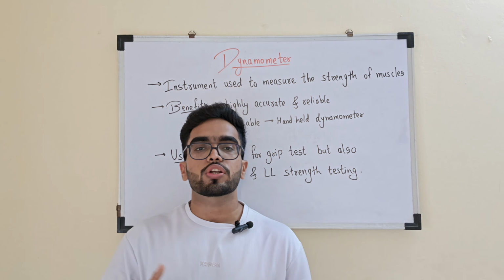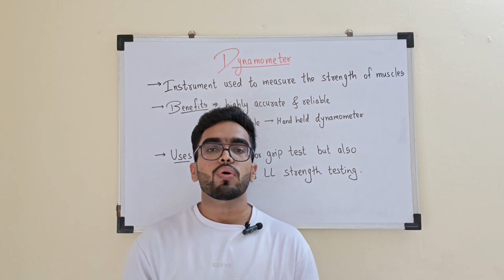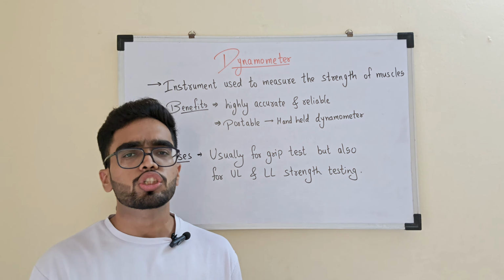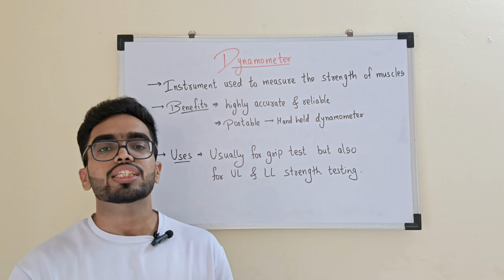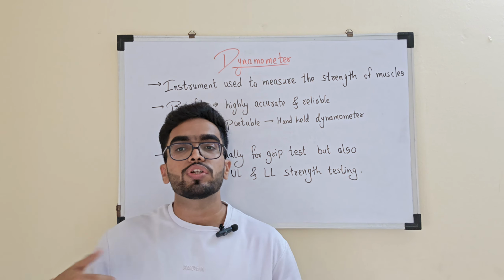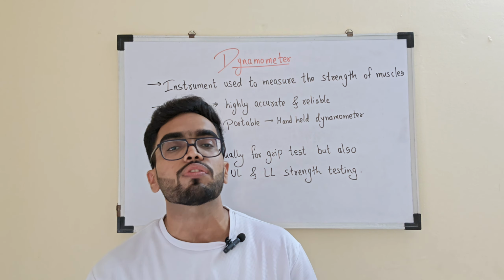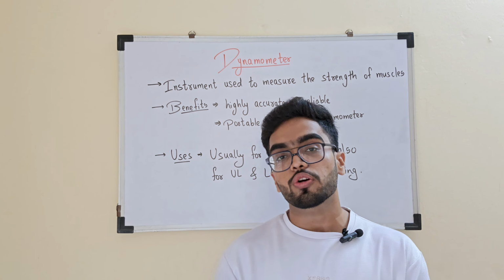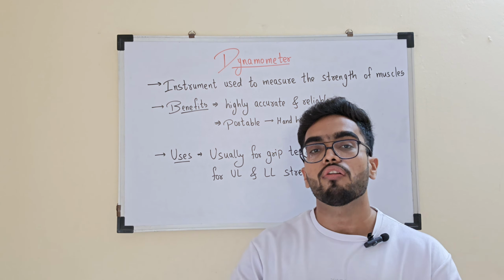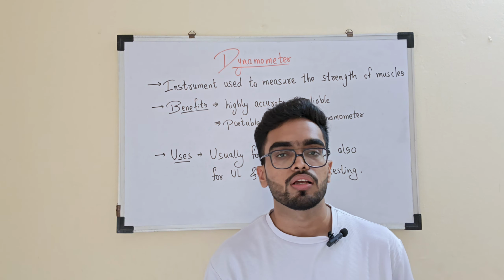So the last topic for today's video is a dynamometer. So what is a dynamometer? A dynamometer is an instrument which is used to test the strength of a muscle. So which muscle is it usually used for? It is usually used to check the grip strength of a muscle, but it can also be used to check the strength of upper limb and lower limb muscles.